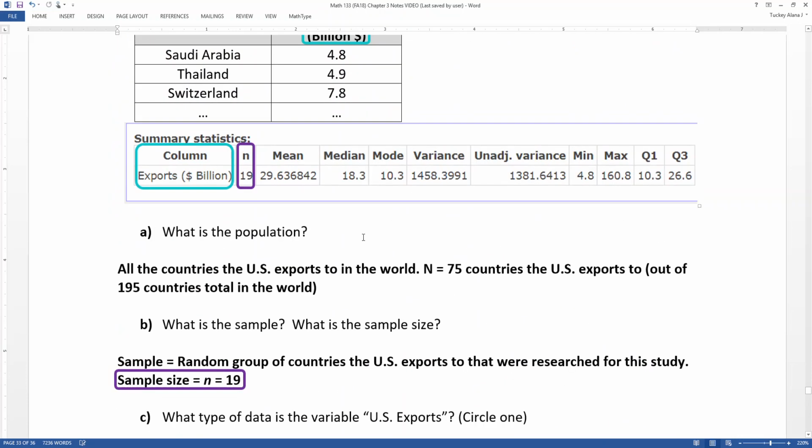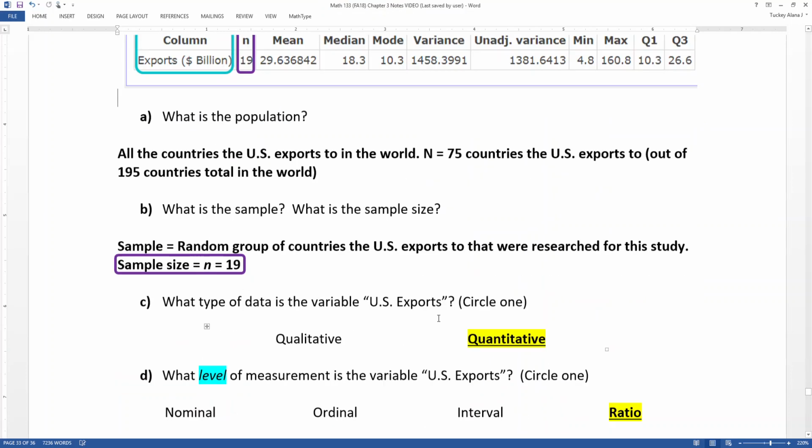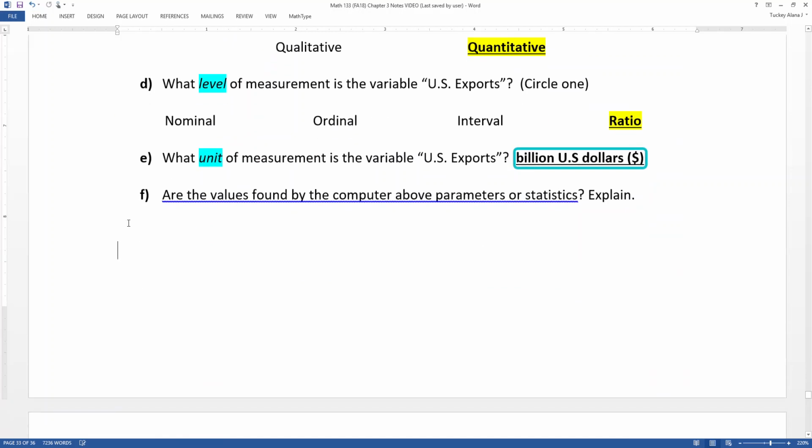Now, are the values found by the computer above parameters or statistics? Explain. So that's talking about this output again. So all these values that are found, the mean, the median, the mode, all that jazz, are they parameters or are they statistics? Well, they're statistics because statistics, S, goes with samples, right? Remember, S goes with S and population goes with parameter. So P goes with P, S goes with S. So because these were from a sample, these are statistics.